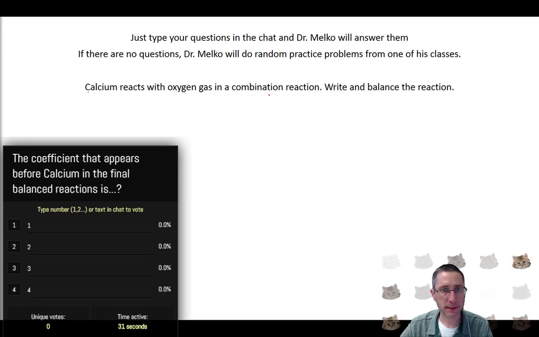All right, so let's work on this. Calcium reacts with oxygen in a combination reaction. So I put a poll up. What's the coefficient that appears in front of calcium in the final balanced reaction? Okay, so spend 2 minutes or so working on this, and then we'll try to solve it. Enter your answer to the poll in the chat when you get there.